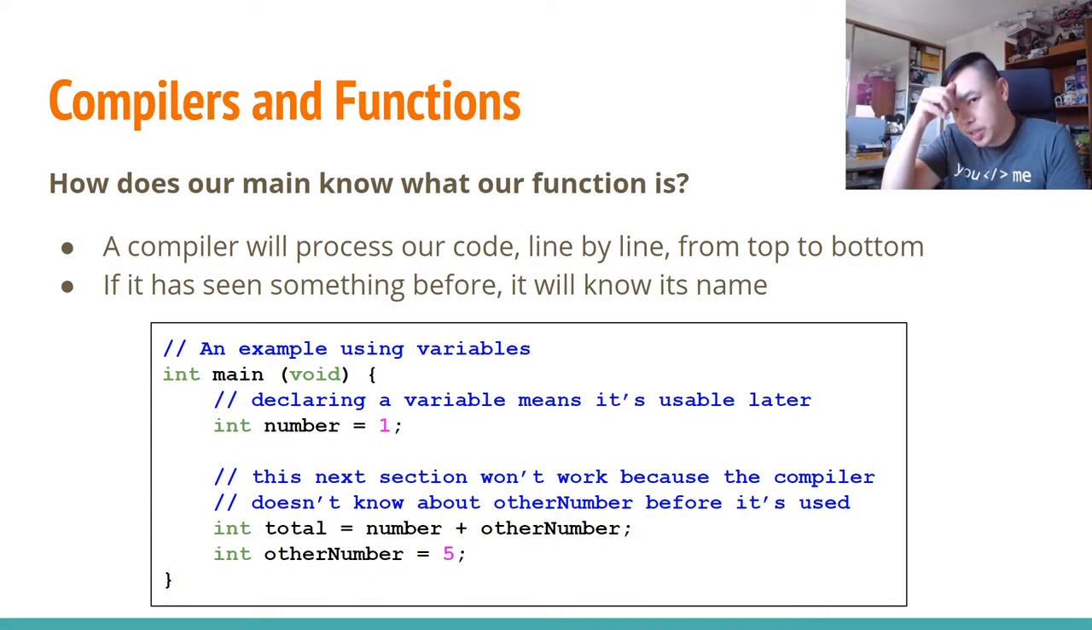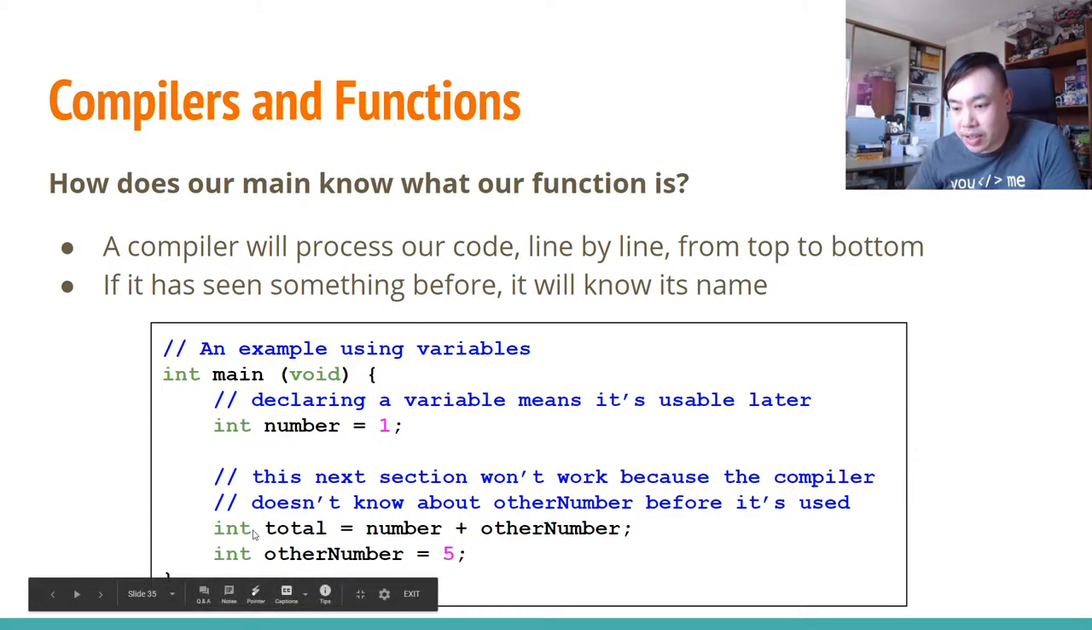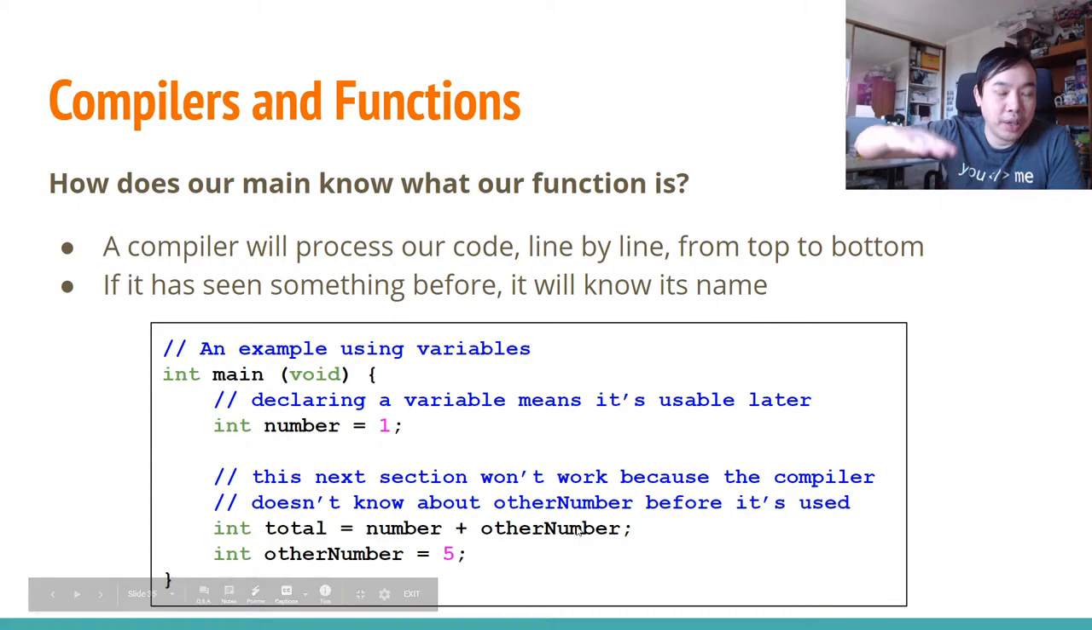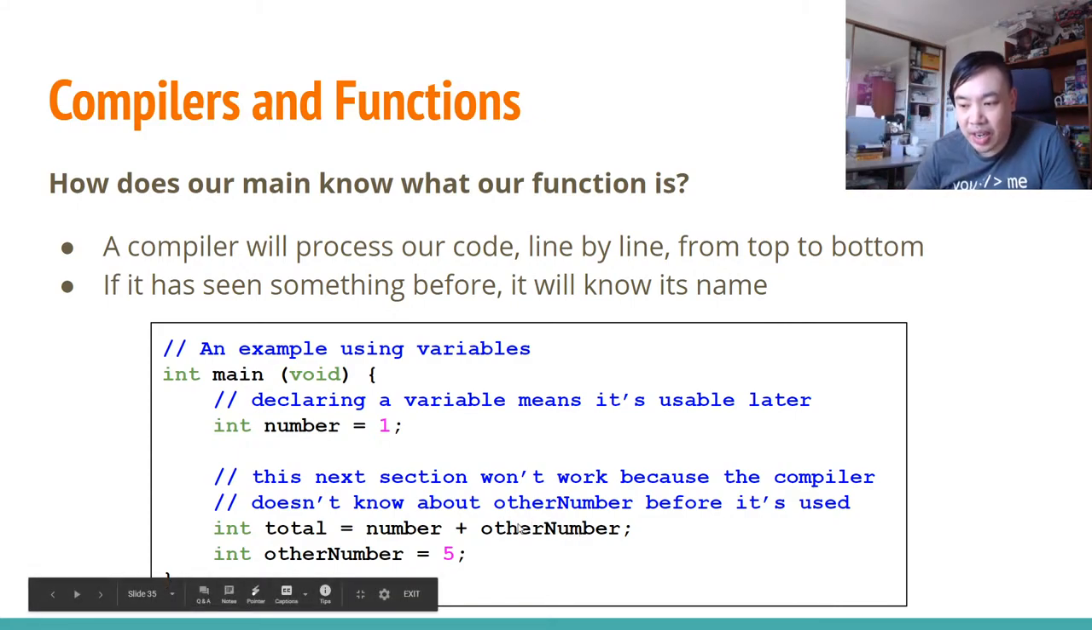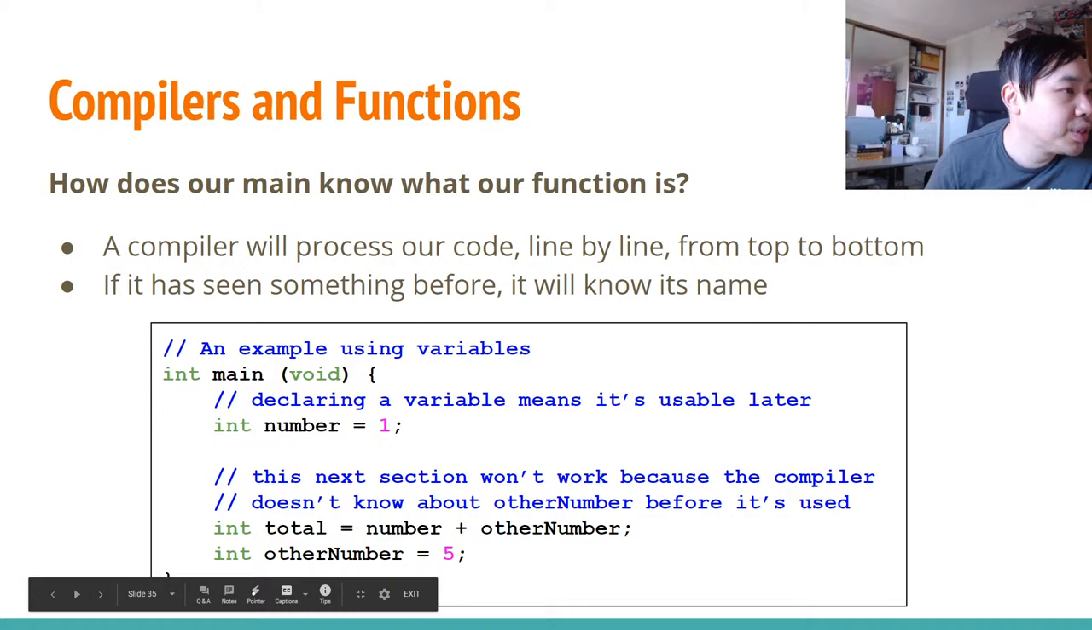The issue with C is that when it gets to the line total equals number plus other number, it says, I don't know what this one is. Going line by line, we have not seen other number yet at this point, so we don't know what it is or what its value is, so we can't use it. This is the idea that our compiler goes top to bottom. If we wanted to use other number, it would have to be higher up somewhere for us to understand it.